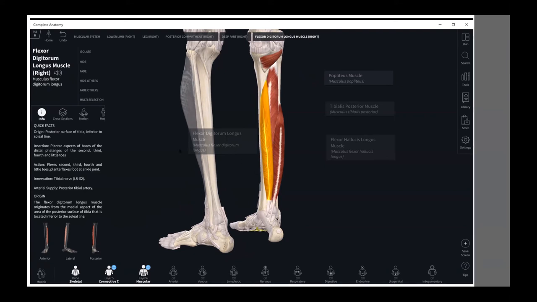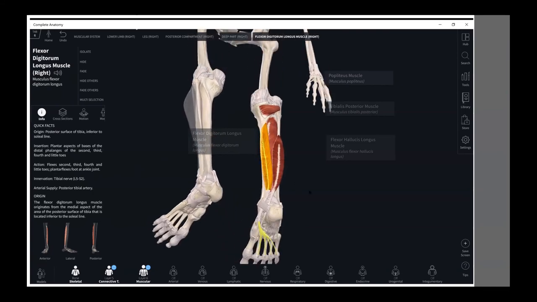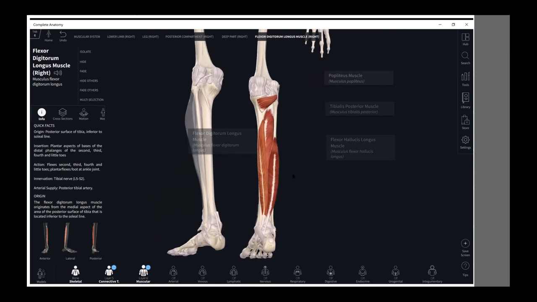But flexor digitorum longus, the origin is the posterior surface of the tibia, inferior to the soleal line. It inserts into the plantar aspects of the bases of the distal phalanges of the second, third, fourth, and little toes. Its action is flexing that second through fifth toe and plantar flexing the foot at the ankle joint. Innervation here is tibial nerve, L5, S1, S2.